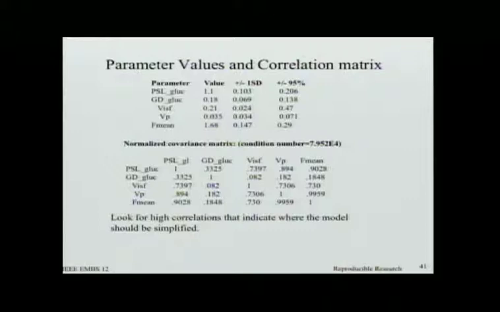The next thing you look at when you've got a set of estimates out of a model is the parameter values. Here we measure the permeability surface area for L-glucose, the uptake rate of D-glucose, the volume of the interstitial fluid space, the volume of the plasma, and the average flow over the heart, given that distribution. We get estimates.